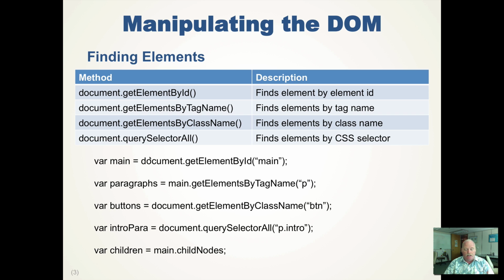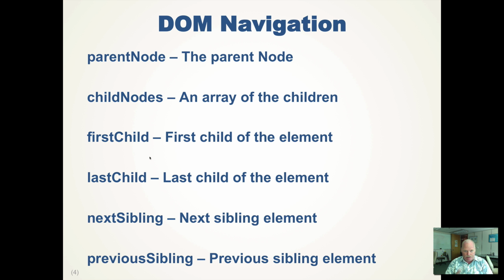We can do it by class name, so in the example here, we get elements by class name btn, so we're going to get all the bootstrap buttons. We can also use the query selector all, where we actually use the CSS style selector. So in the case here, we're going to get all the paragraphs that have the class intro. And then also, given an element, in this case main, we can get an array of all the child nodes.